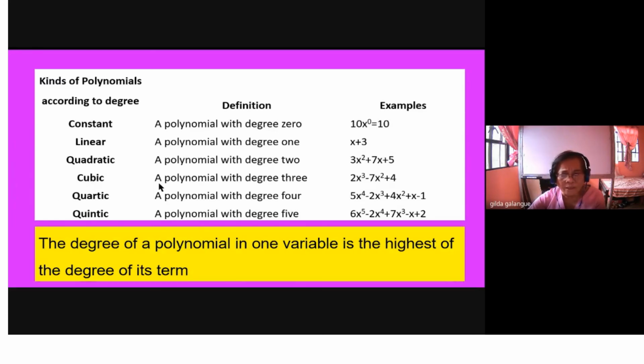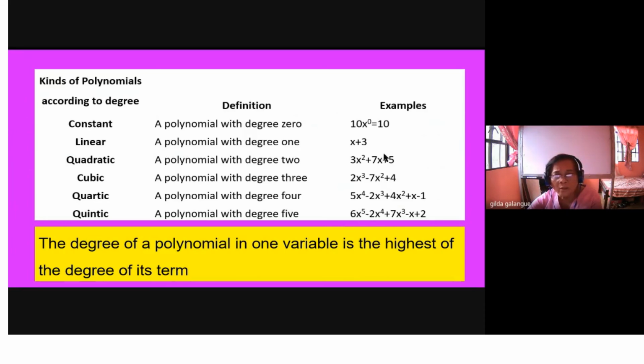What is a cubic? A polynomial with degree 3. Look at the highest exponent of the variable. The highest exponent is 3. Since the highest exponent is 3, that is a cubic polynomial. What is a quartic? The highest exponent of the variable is 4. What is a quintic? A polynomial with degree 5. The highest exponent of the variable is 5.